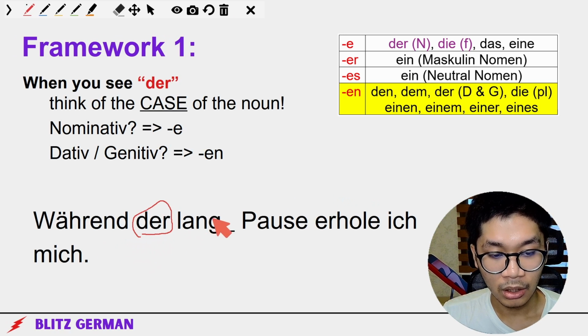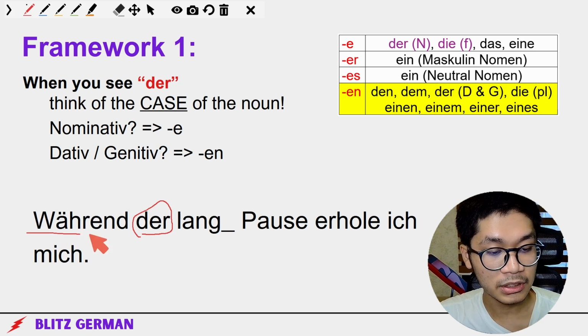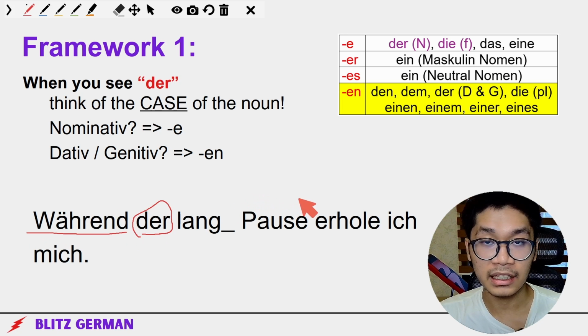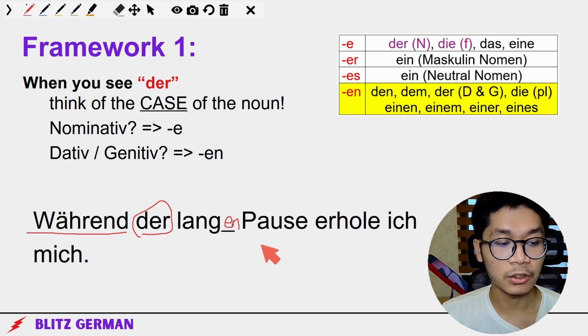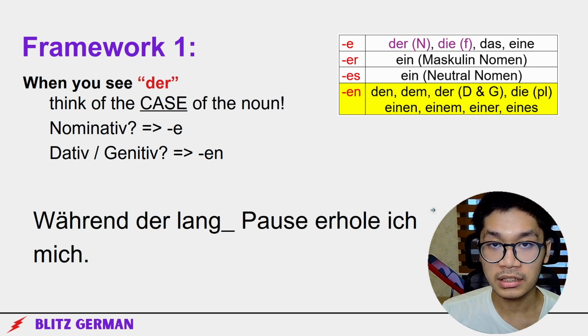Another example is this. Der. What casus is this? This casus is genitive because während is a Genitive Präposition. So this is an. Während der langen Pause erhole ich mich. During the pause, I rest.